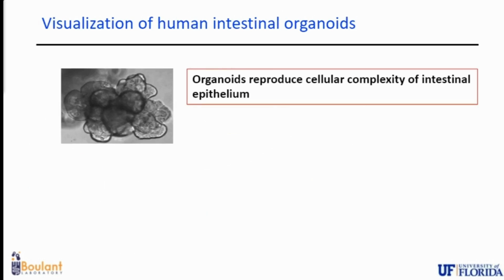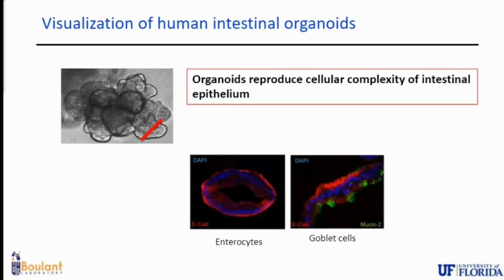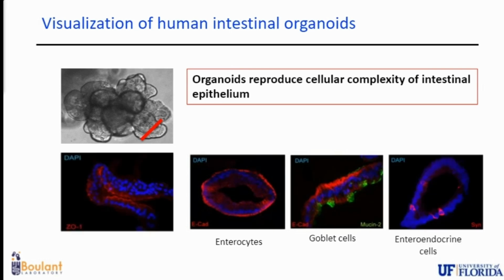So we took our organoids, and first of all, I can show you how they look on microscopy. I can show you that we detect our different cell types. We have enterocytes, we have goblet cells marked by mucin 2, we have enteroendocrine cells, we also have tight junctions, so they also recapitulate the barrier function.